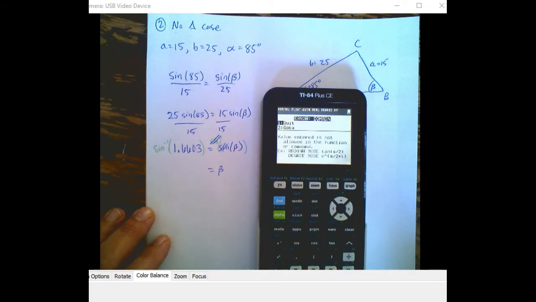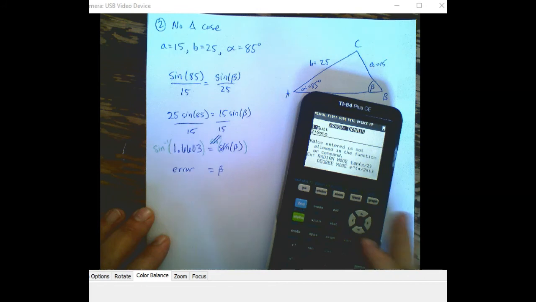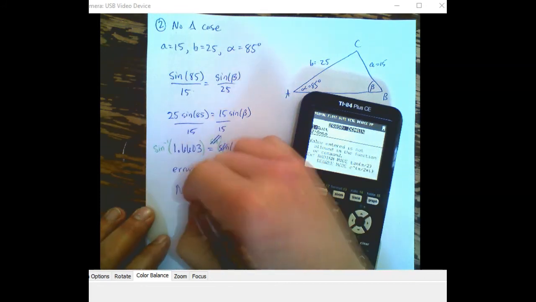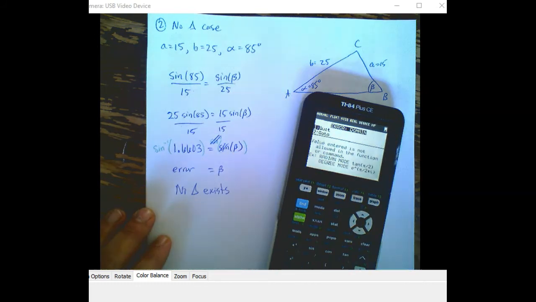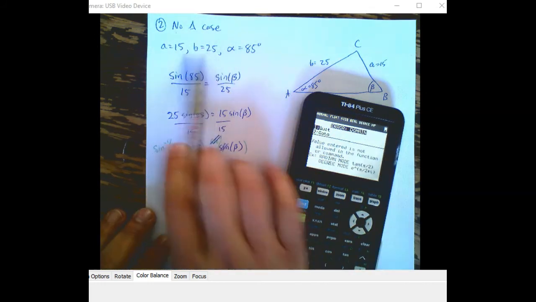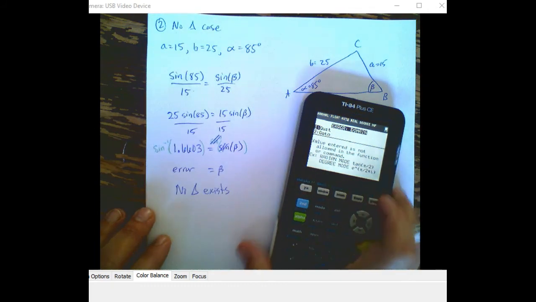Oh, we get an error message. So when this happens, there is no triangle that exists, right? This A side is just too short to connect to the other part.